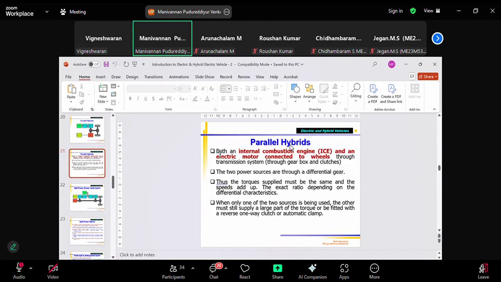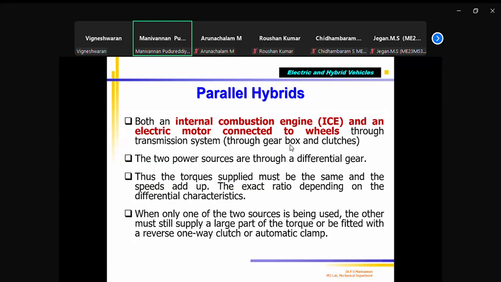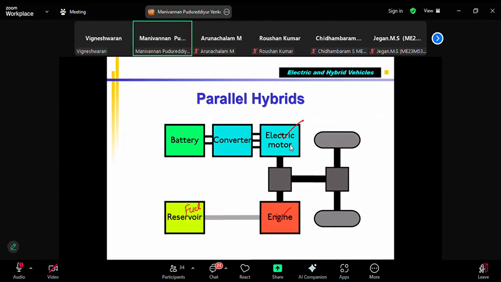So, the parallel hybrid. The name itself says that there are two energy sources, or power sources, which are going to drive the vehicle. One is the electric motor, the other one is the engine. The engine gets its energy from fuel. It can be a petrol engine, diesel engine, or a gas engine, LPG, whatever. The other one is the electric battery.